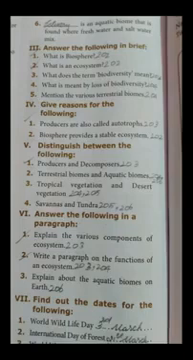Okay, so we will explain the various components of ecosystem. Next, second question: Write a paragraph on the functions of the ecosystem. Page number 203, 204.